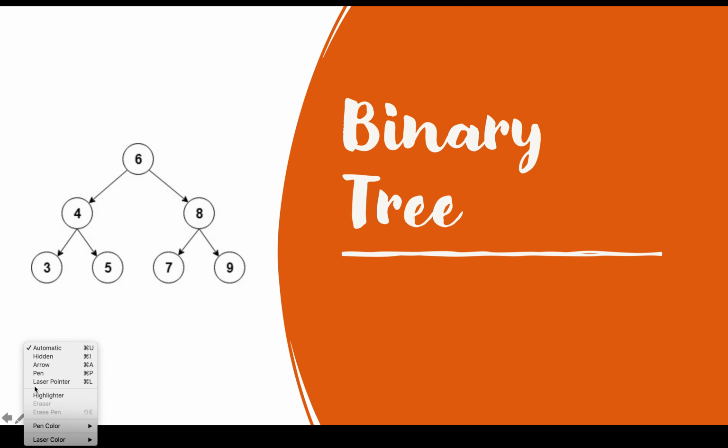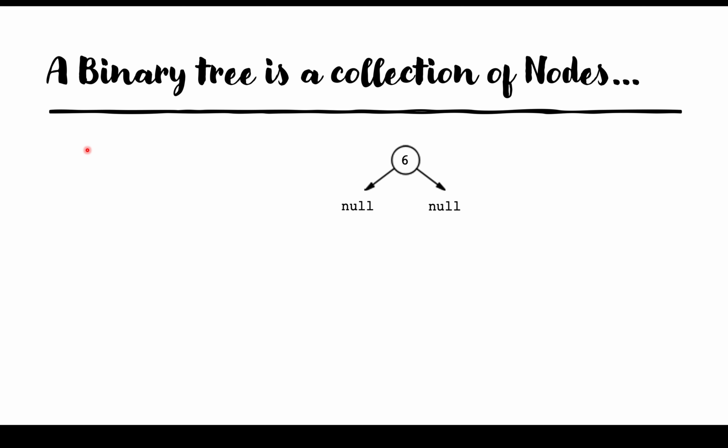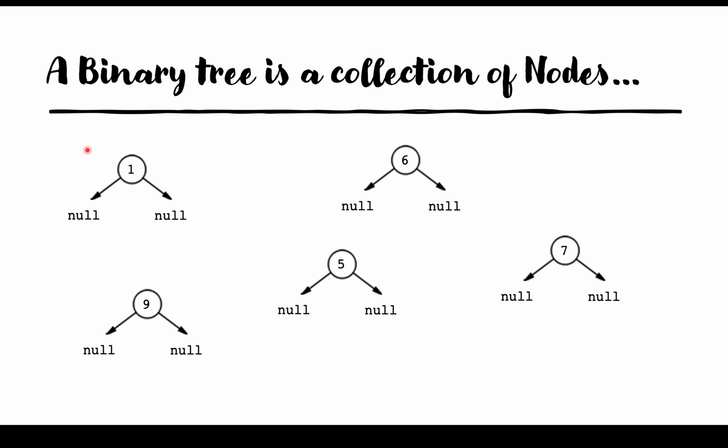Okay, everybody, today we'll be learning about the binary tree. It's the last data structure that we'll be covering, but it's by far the most important one. A binary tree looks similar to this structure. Now, what is a binary tree? It's basically a collection of nodes.